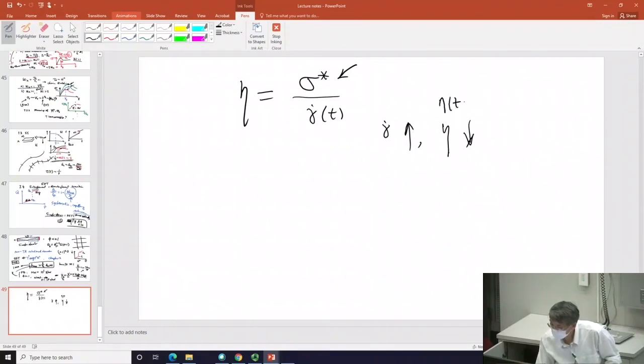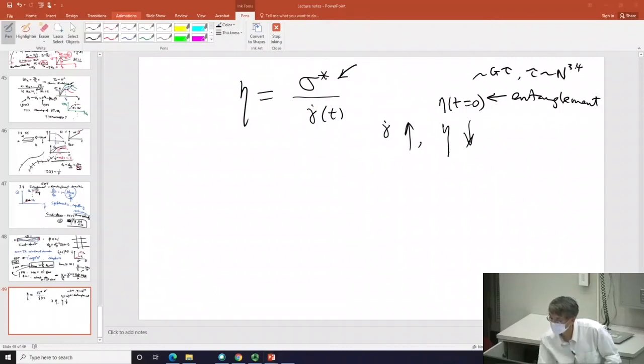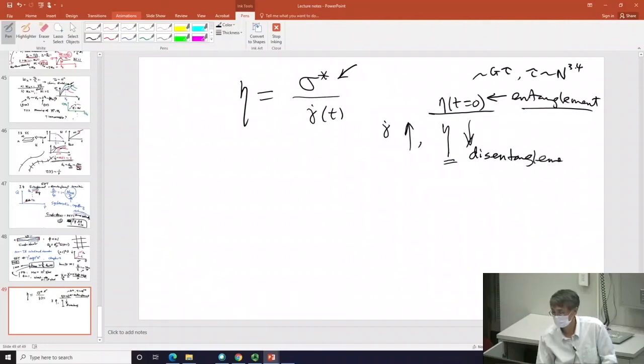And if viscosity being high is a result of entanglement, which we learned because eta is something like G tau, and tau goes with the molecular weight to the 3.4 power, and therefore we attribute having high viscosity to the action of entanglement. So watching eta going down clearly suggests that you are watching disentanglement. So that was the concept.